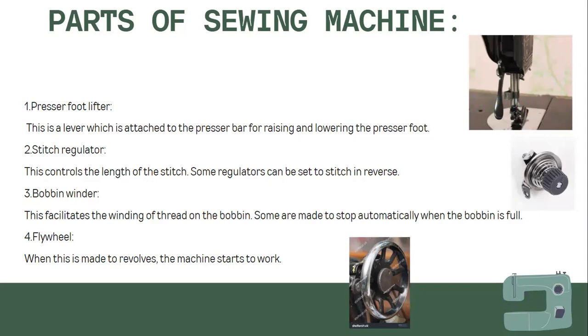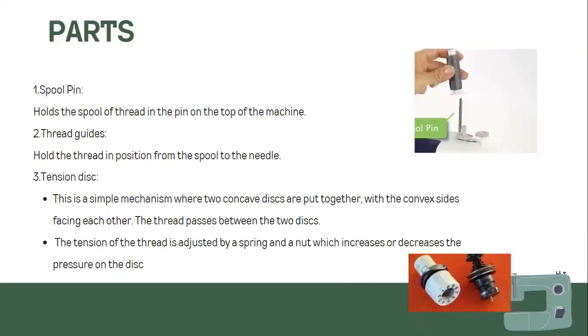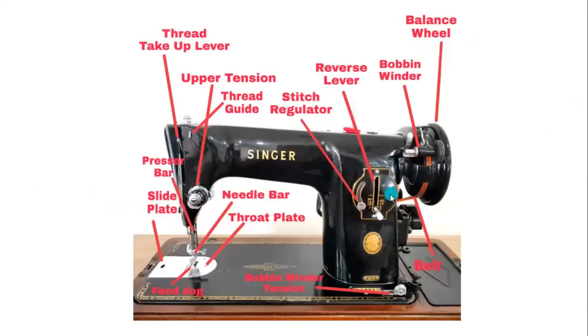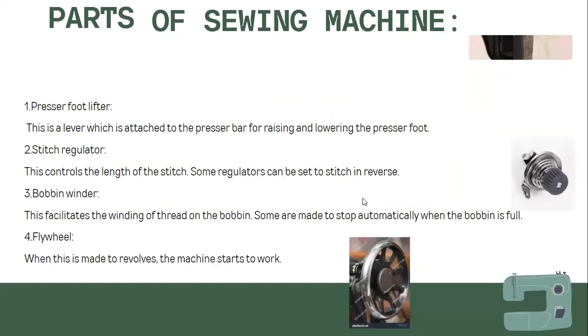Now the next one is the stitch regulator. The stitch regulator is something that regulates the length of the stitches. You can see the stitch regulator over here. Some stitches may be really small, very small stitches, or they can be wide stitches. This can be regulated using the stitch regulator. That is what the stitch regulator is.